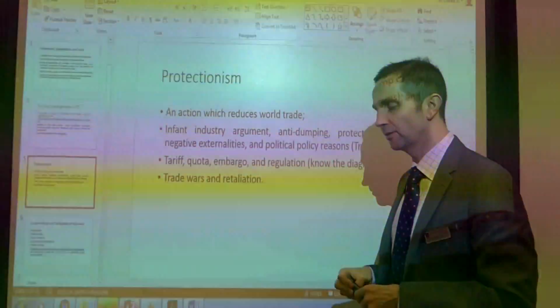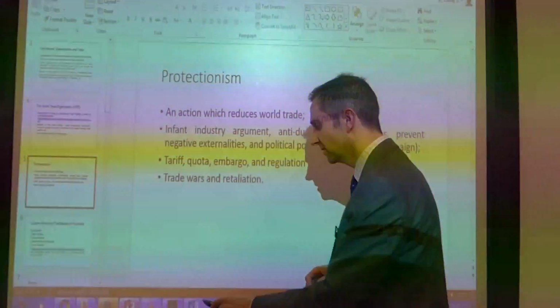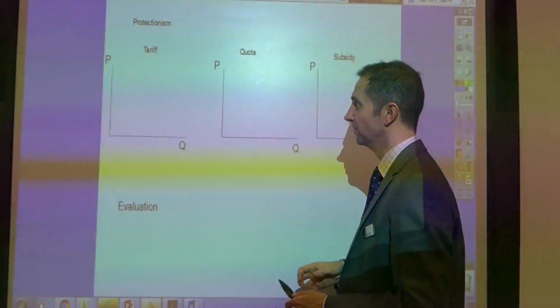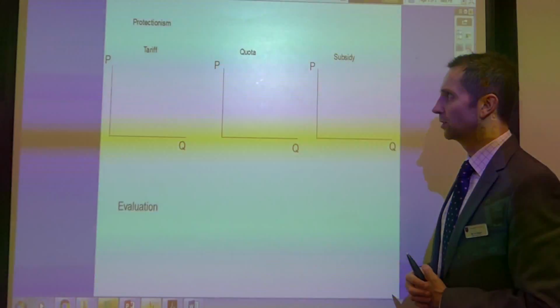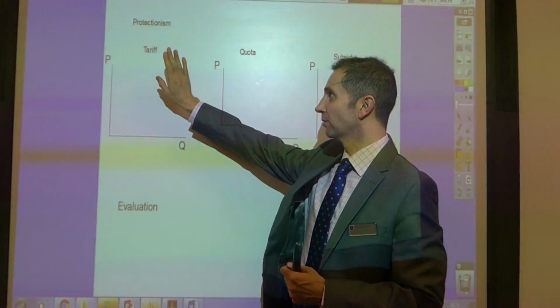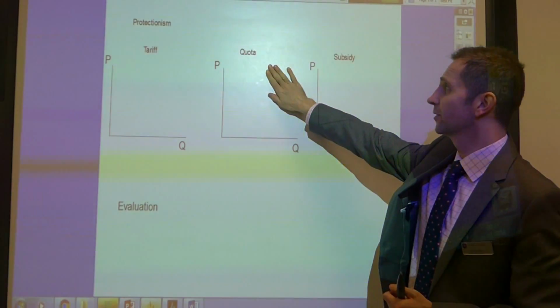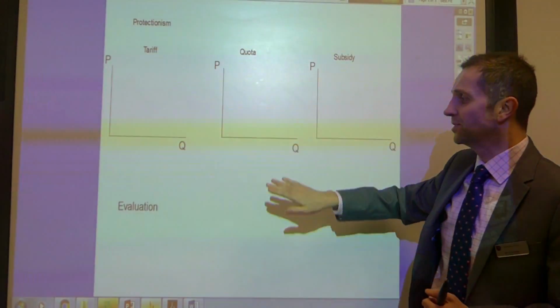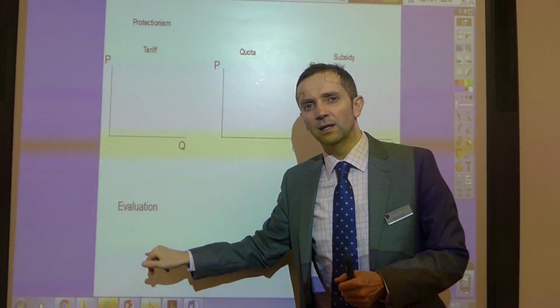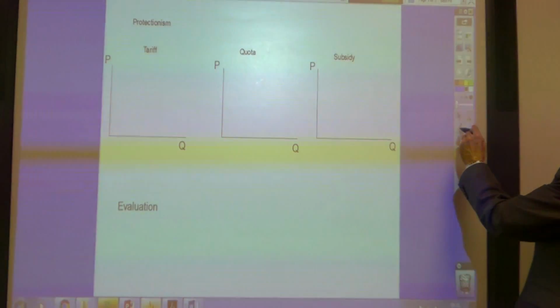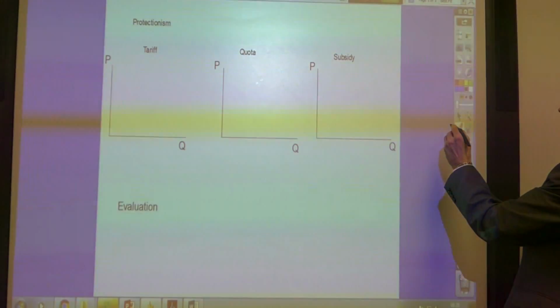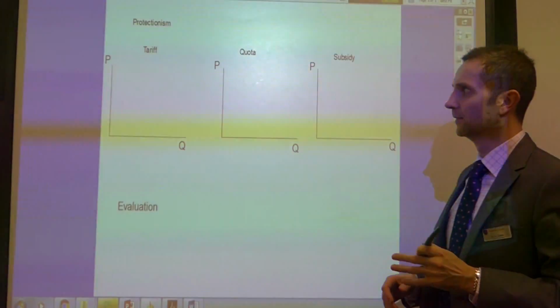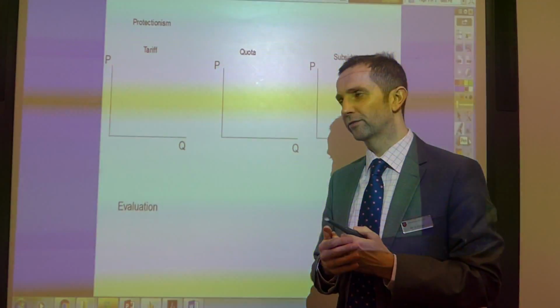So let's have a look at a few of them and the associated diagrams, ladies and gentlemen. So here we go. I'm going to consider these three diagrams: one for tariff, one for quota, one for subsidy, and then we'll maybe talk a little bit about evaluation of each of these when we get to that point. So let's start with a tariff.